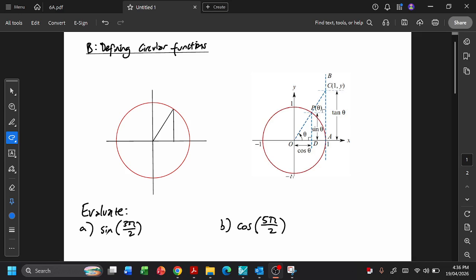Okay guys, welcome back to part 2 of this short little series. In this video I'm going to be talking about how to define circular functions, so sine, cos and tan. Again, we're going to be starting out with the unit circle, which we talked about last video.